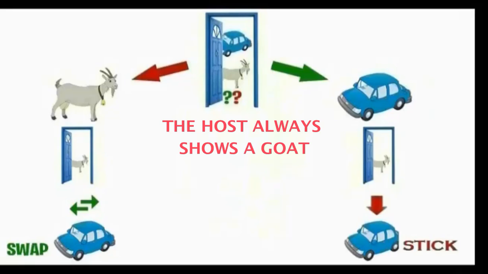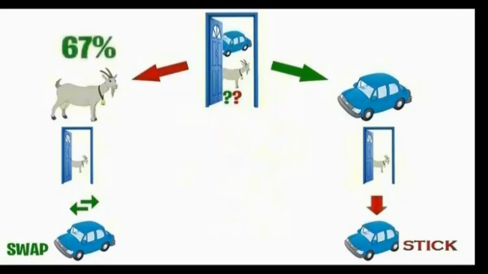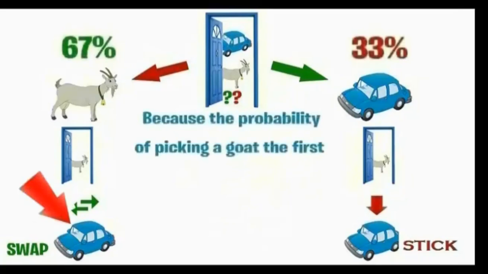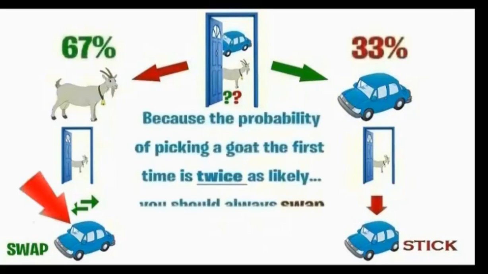Now, if you know which one you picked, it's very easy. If it turned out to be a goat, you would swap. If it turned out to be a car, you would stick. But of course you don't know that. But there is a 67% probability that you would pick a goat and only a 33% probability that you would pick a car. Therefore, because the probability of picking a goat the first time is twice as large, you should swap.